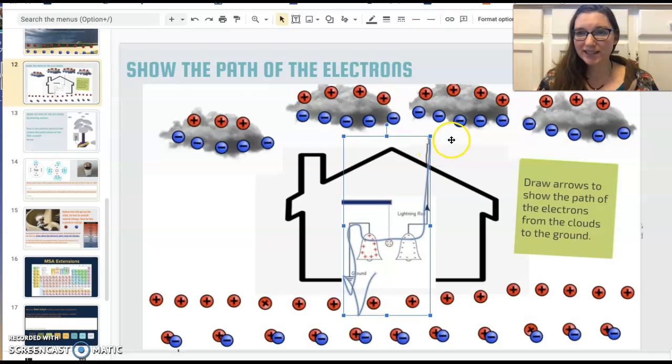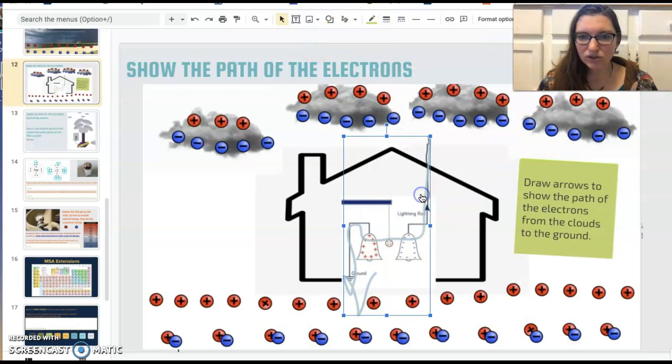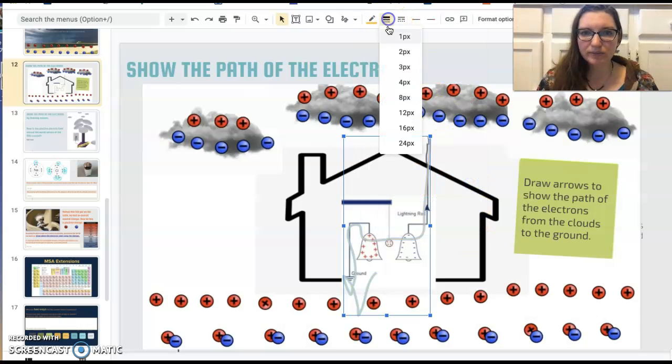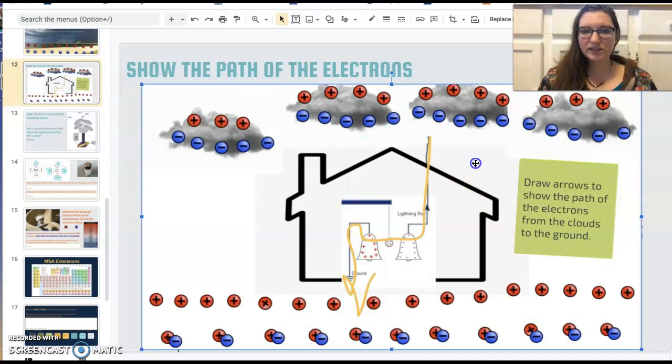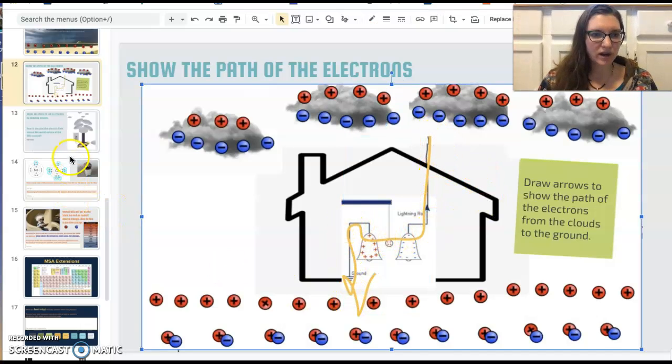Because basically the big idea here is that these negative electrons want to balance out the positive charges down here. So they're going to follow the path of least resistance to get to the most positive charge, which is in the ground. Okay, so let me make that more visible. Let's make it like a nice green. How about a nice orange? Orange is just great. Okay, now you can see it really well. Yeah, through the lightning rod, the bells, wire, and into the ground.